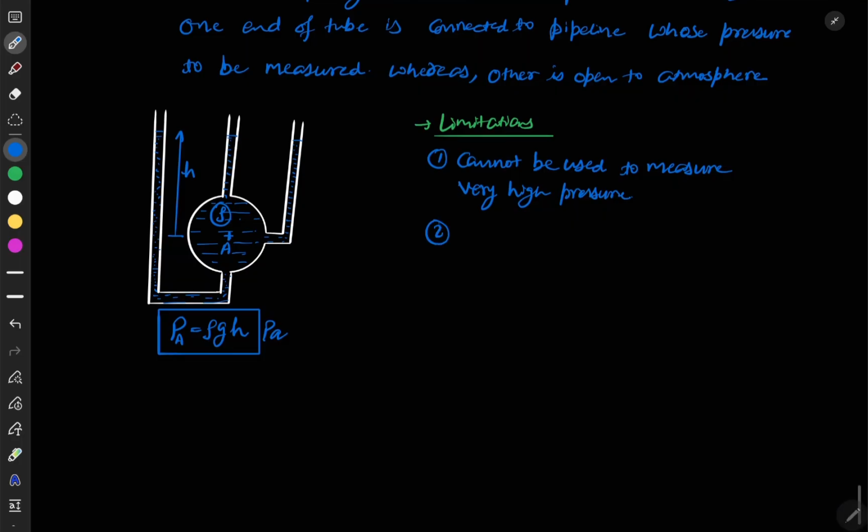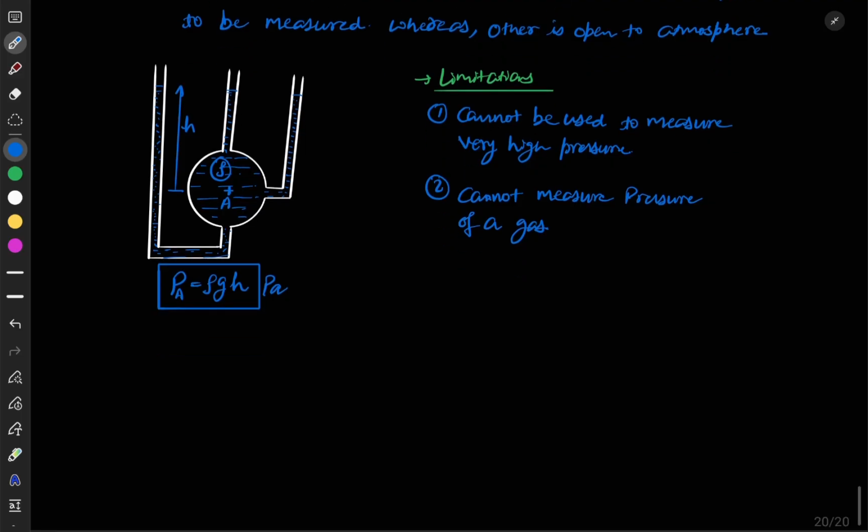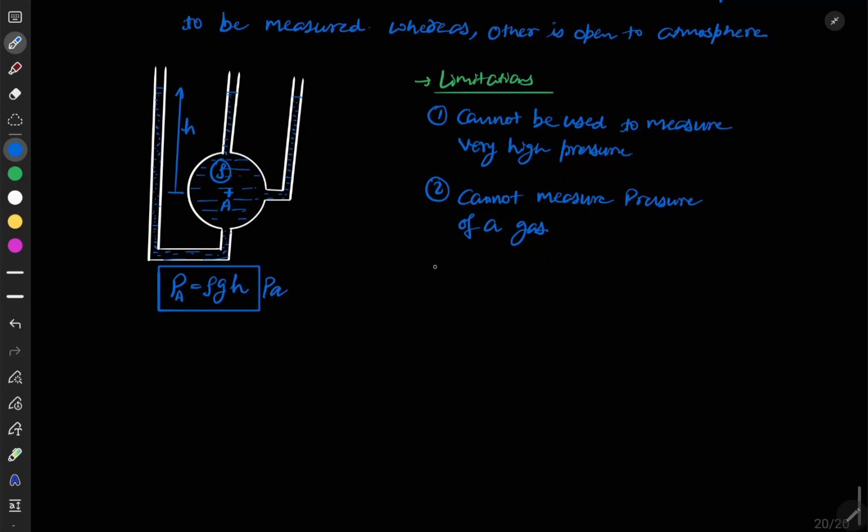Okay, second limitation: this piezometer cannot measure pressure of a gas. Since this piezometer is open to atmosphere, if we install the piezometer in a pipe which is carrying gas, then the gas will be lost to your atmosphere. So the second limitation is gas pressure cannot be measured.